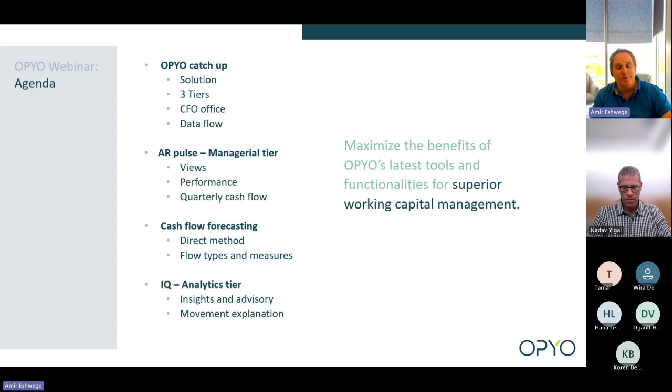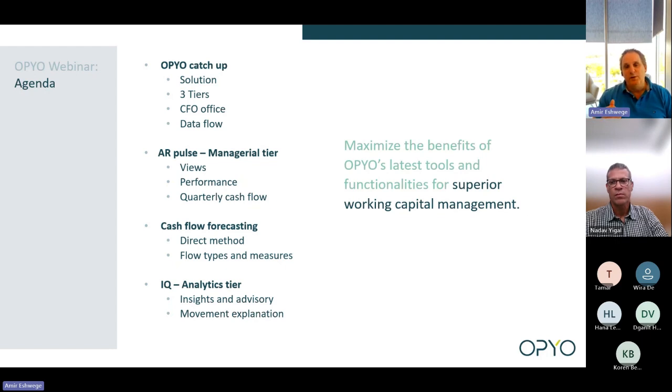We'll start with the catch-up, talking a little bit about OPYO, reminding us what we all do in OPYO, our solutions, and how it works. We'll talk about the main area in OPYO, the AR Pulse. We won't demonstrate the full solution. We'll just touch base with it because it's a milestone for creating the cash flow. Then we'll move up to the cash flow forecasting. I think that's the main focus of what we're discussing today. And then we'll move to the IQ, which is the analytical area of OPYO.